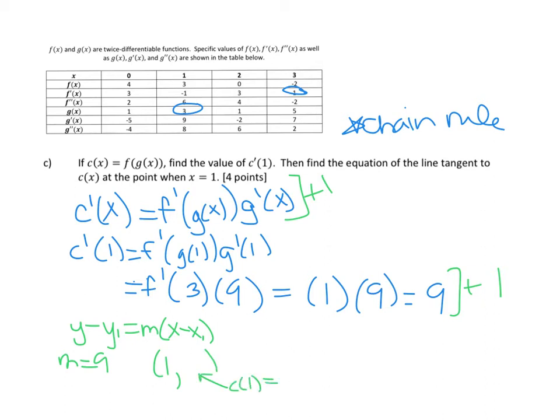So c of 1 is going to be f of g of 1. I know that g of 1 is 3. I get f of 3, which I know is -2. So I'm going to use the point 1, -2. My final answer here is y minus -2 is equal to 9 times x minus 1.